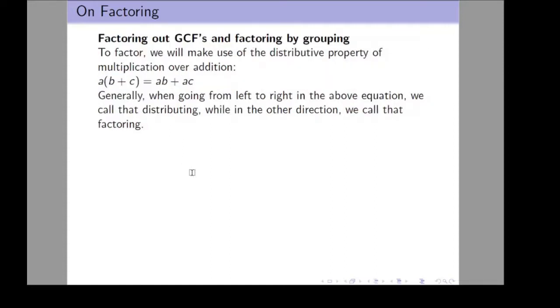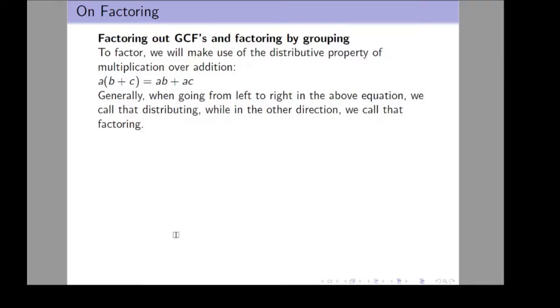All right, so the first idea we're going to look at comes from the distributive property of multiplication over addition, which is a handful to say, but it's very, very useful. It's the idea that if you have A times the quantity B plus C, the result of that is AB plus AC.